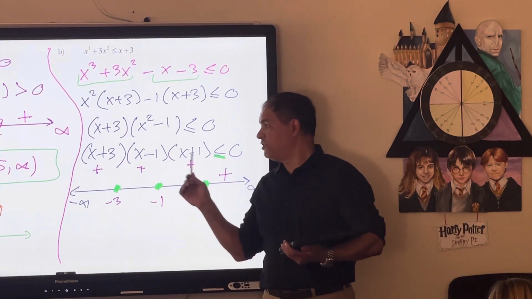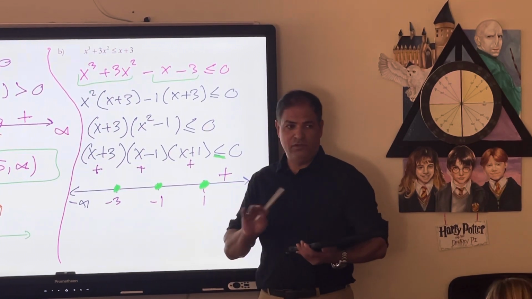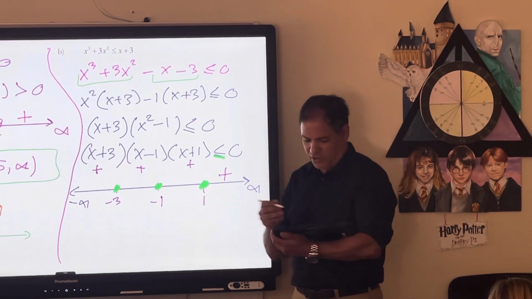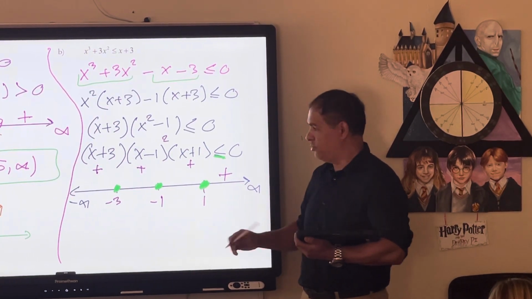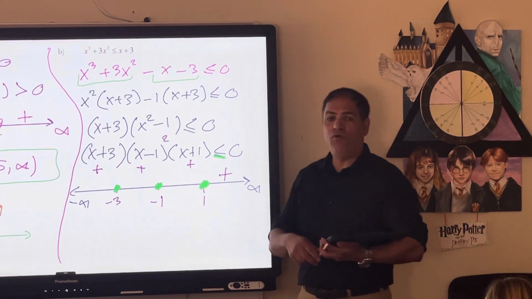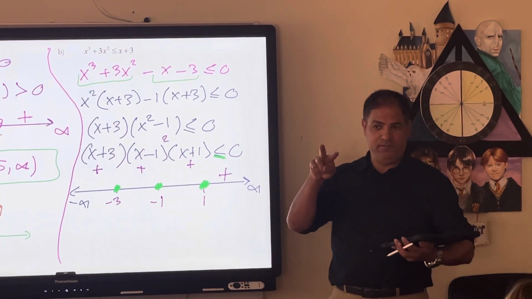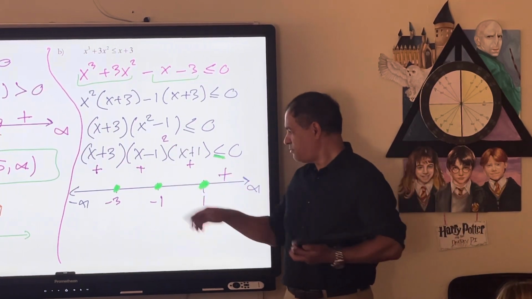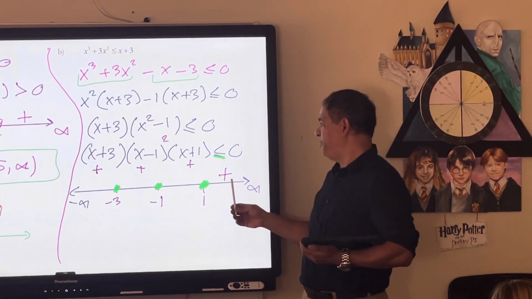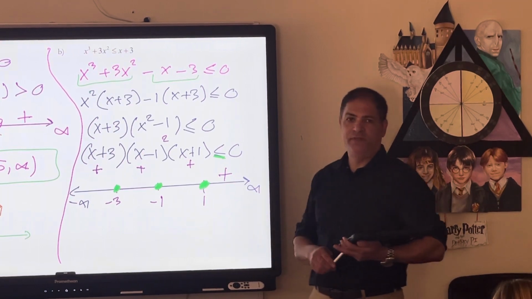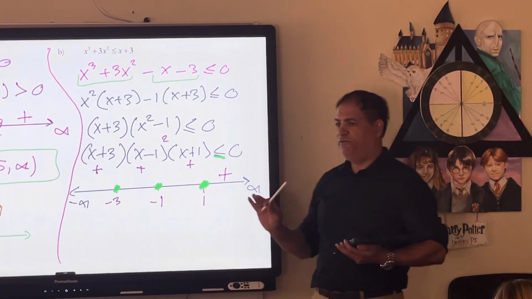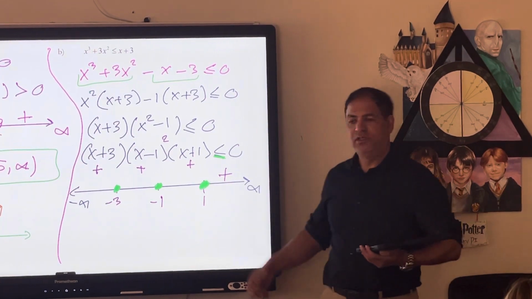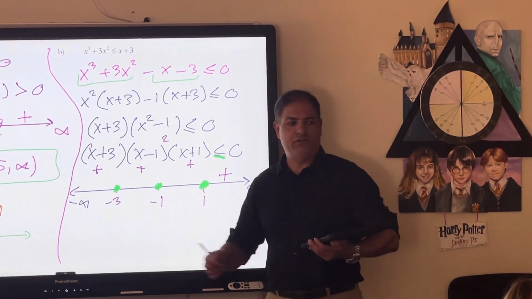But if any of the zeros repeat, then no. Let's say 1 repeats, let's say I put a square over here, I'm going to remove it, okay? Then it means the 1 has even multiplicity. We learned this in the last section. Then, if to the right is positive, to the left is also positive. But if we're not comfortable using that shortcut, then we have to test every single interval.